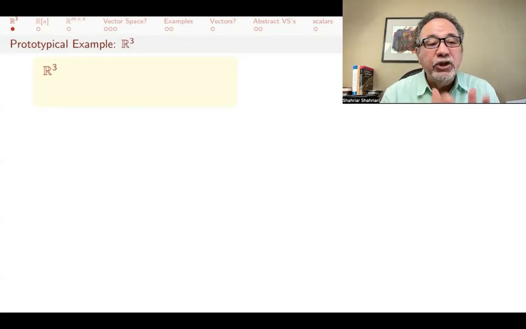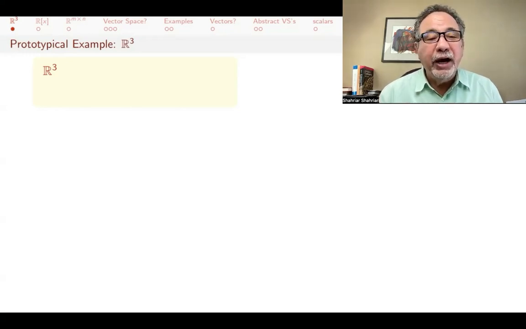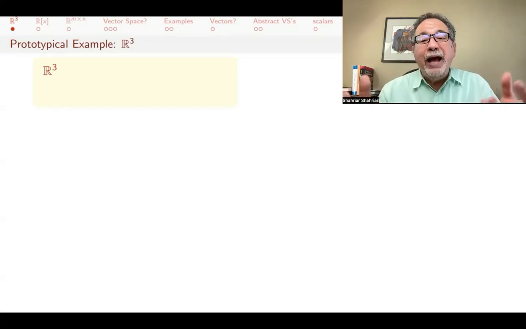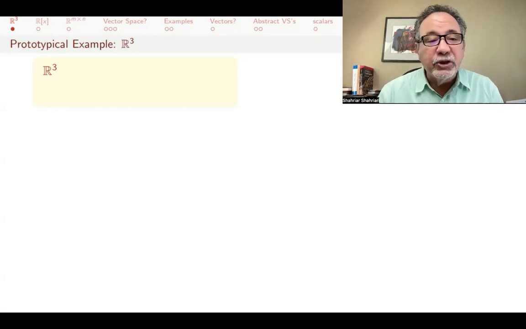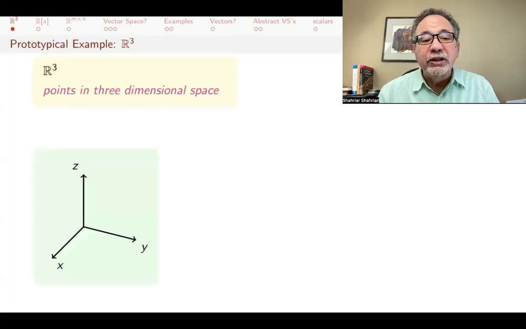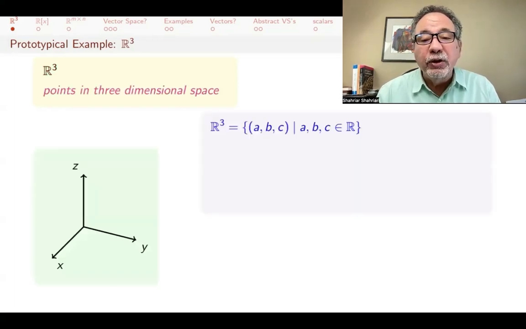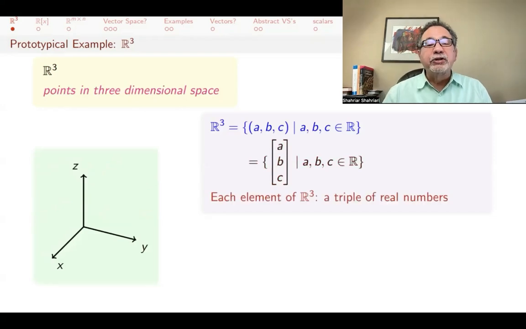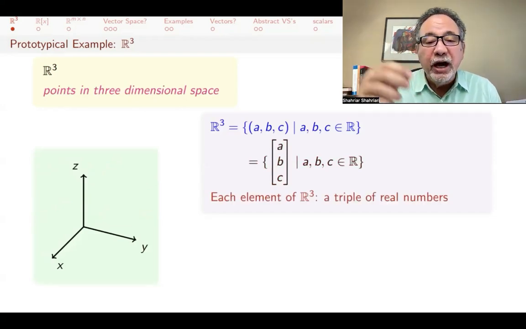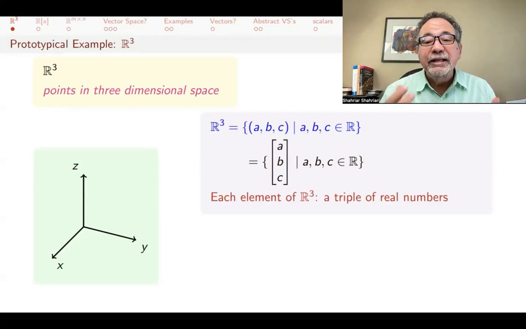In fact, I have videos on each one of these separately, but I'm going to remind you of the examples from which we abstract this notion of vector spaces. Our prototypical example is Rn. R3, for example, is points in three-dimensional space. Elements of R3 are triples of real numbers, and you can write them as a row vector or as a column vector. One element of R3 is something like (1, 5, -47). That triple is just one element of R3.